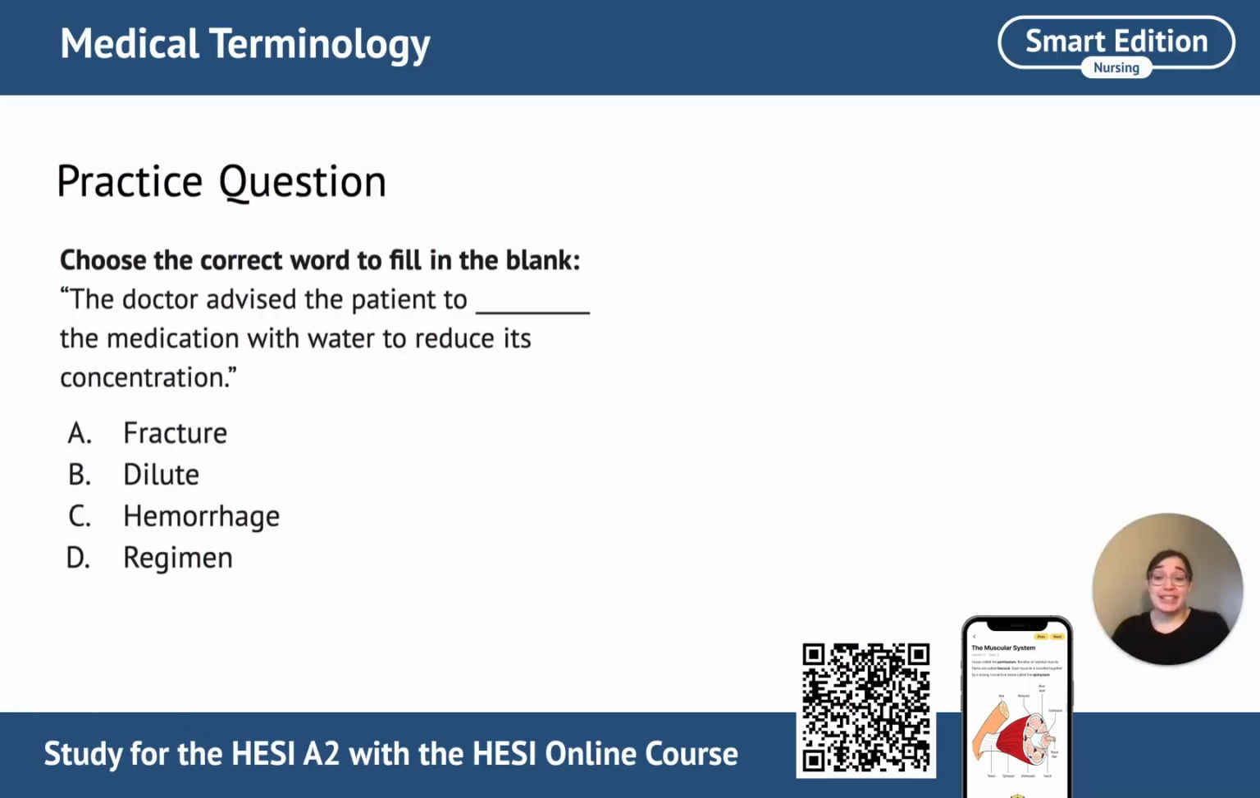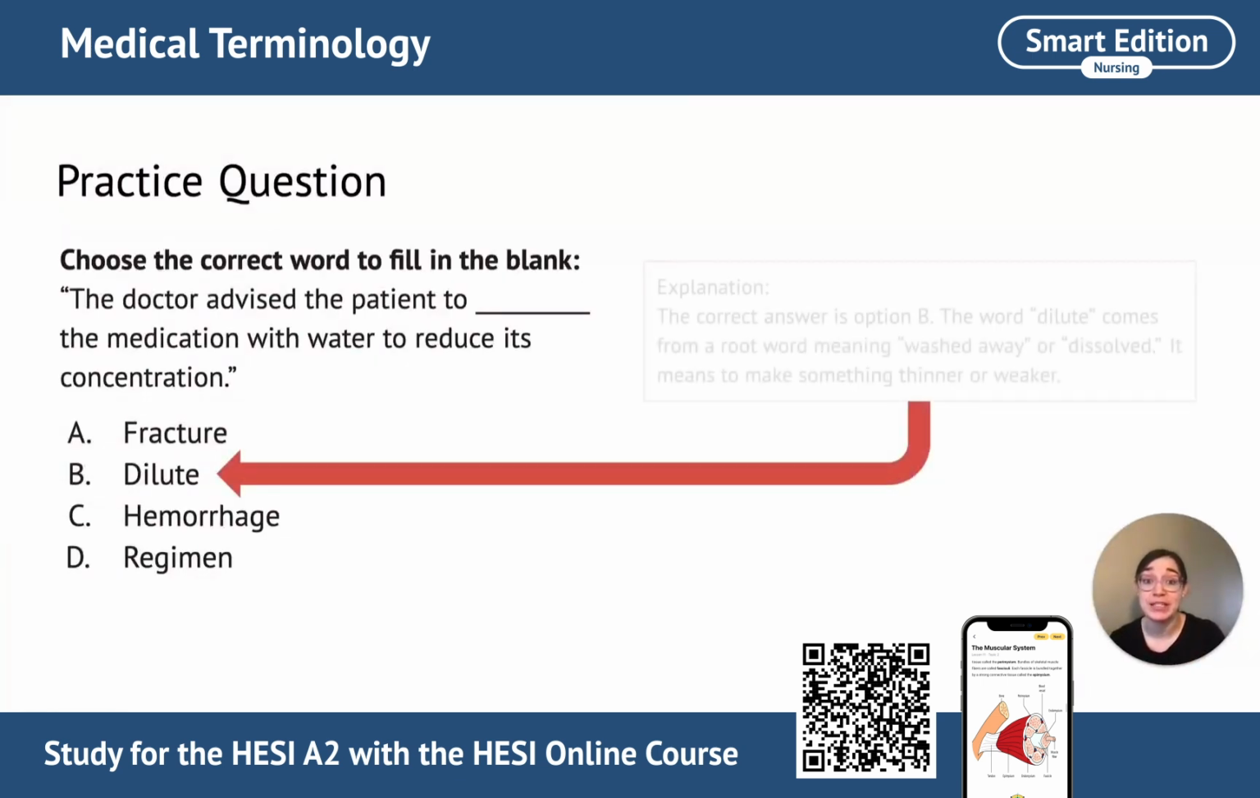The doctor advised the patient to blank the medication with water to reduce its concentration. Is it A, fracture? Is it B, dilute? Is it C, hemorrhage? Or is it D, regimen? So what are the context clues in this sentence? That we are doing something to the medication with water, and that the purpose of that is to reduce its concentration. So with those clues in mind, looking at our answer options here, the best answer option and the correct one is option B, the word dilute.